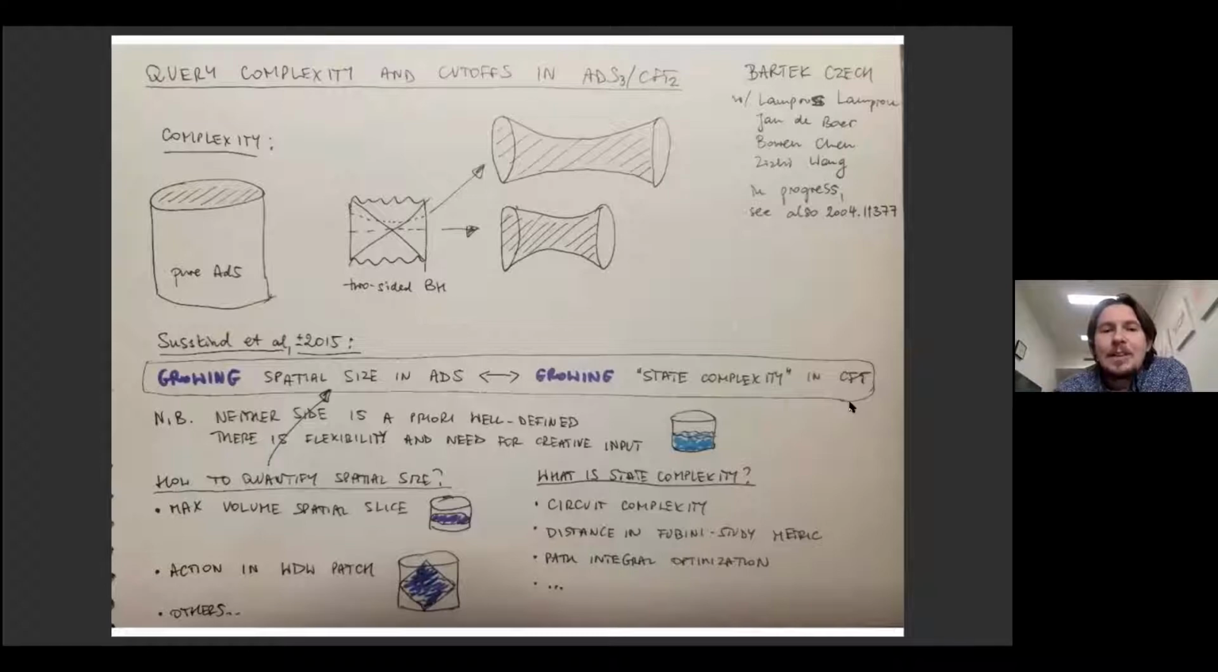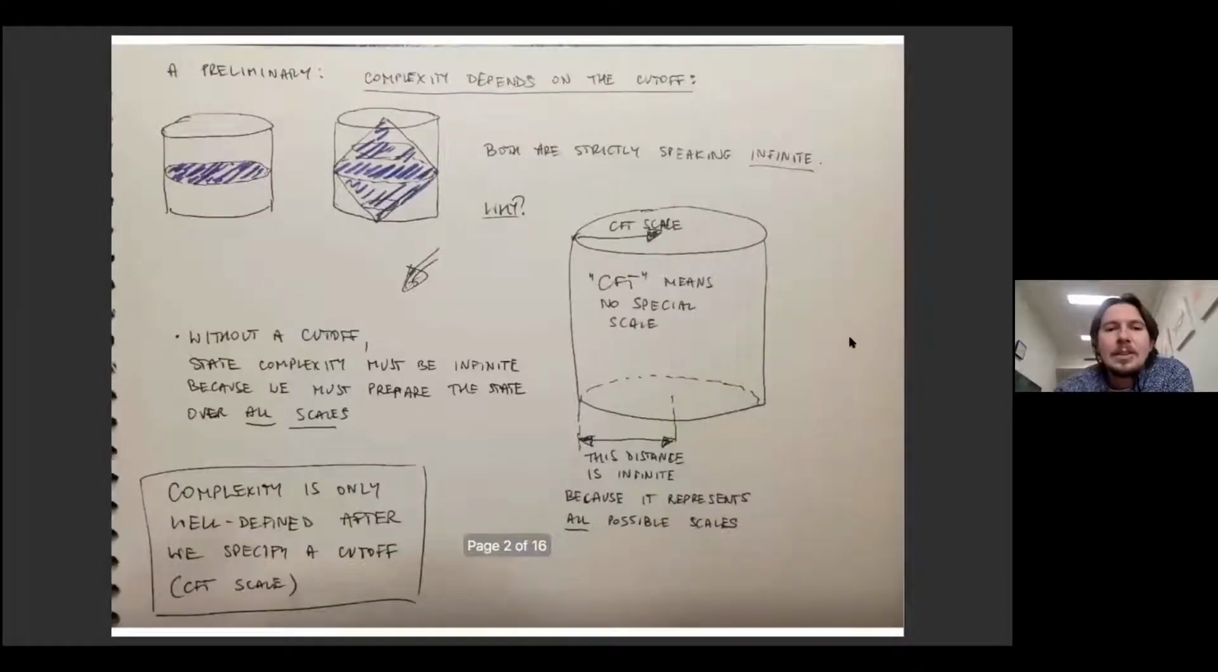Okay, so first a preliminary. In the title I said complexity and cutoffs. So let me just comment about why cutoffs are so important. No matter how we interpret or define complexity, in a conformal field theory, it will always be infinite without a cutoff. And why is that?